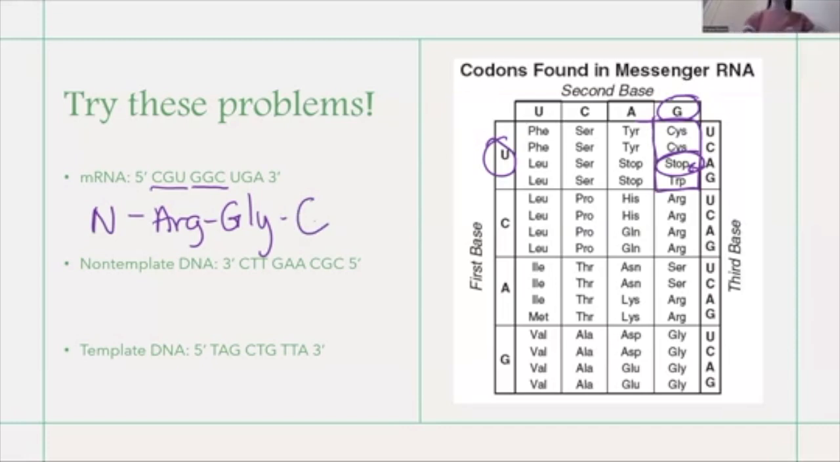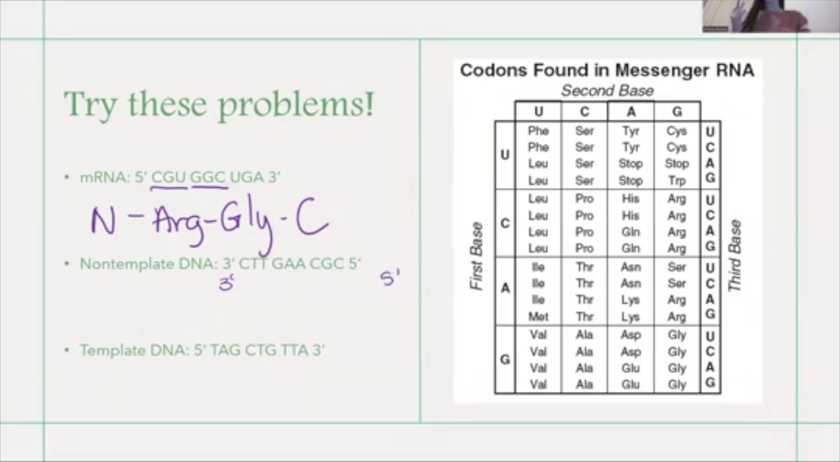All right, let's try our next one. Now I'm given non-template DNA. So I don't have mRNA, so we still need to complete step 1, because step 1 is all about making our mRNA. So I know that non-template DNA and mRNA are going to be parallel to each other. So if my non-template is written 3' to 5', my mRNA has to match that and also be written 3' to 5'.